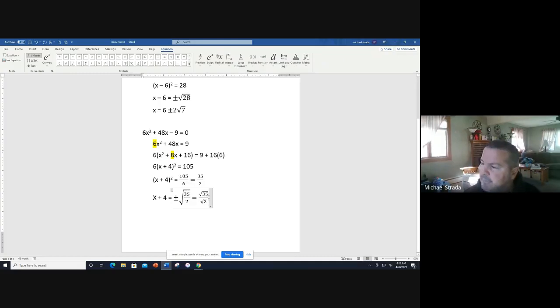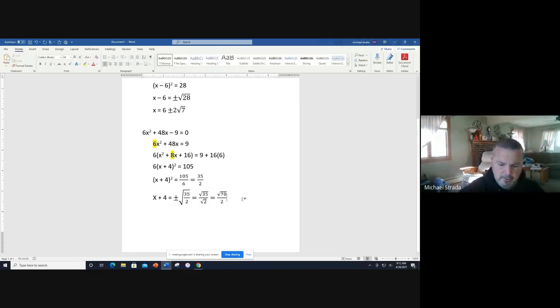Since we can't have a radical in the denominator, we rationalize the denominator. And when we're done with that part of the process, we end up with the square root of 70 over 2. And then our last step is to get rid of the plus 4 by subtracting 4 from both sides. Negative 4 plus minus the square root of 70 over 2.